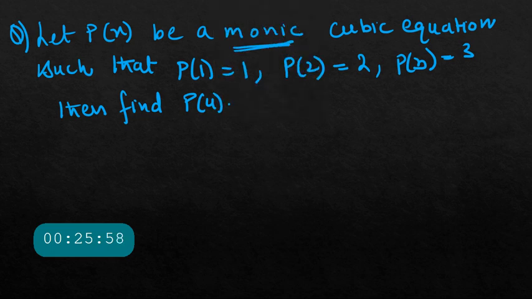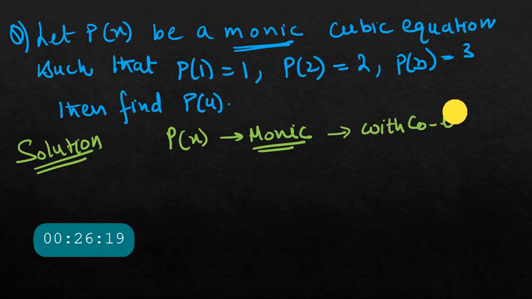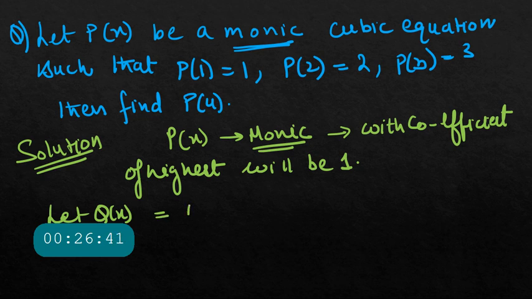Now, let's see the solution of this. For P of x, I have already underlined the word monic because I thought you will ask me what you mean by this. Monic means the coefficient of the highest degree will be 1. Okay, so now let Q of x be equal to P of x minus x. Why minus x? Now we are using that identity theorem, right? We are using our identity theorem.